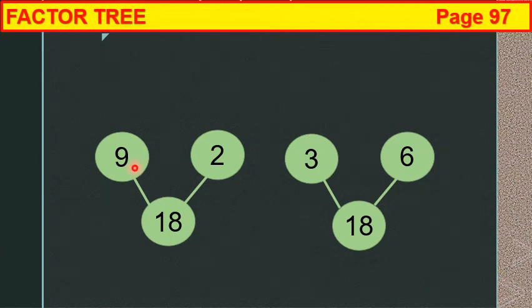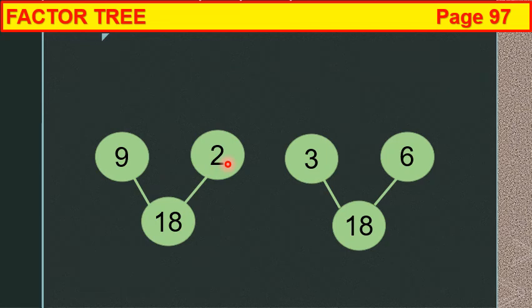This is a factor tree of 18. In this factor tree, the root, that is 18, is placed down, branches are placed upwards and leaves are placed topmost. Children, can you tell the multiplication of which two numbers gives 18?